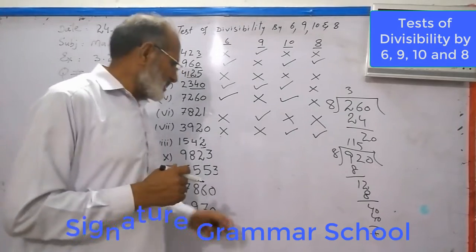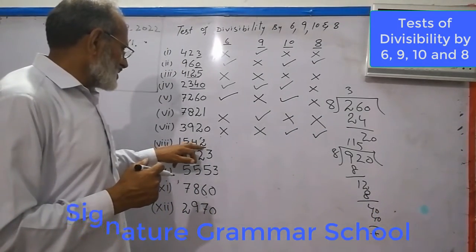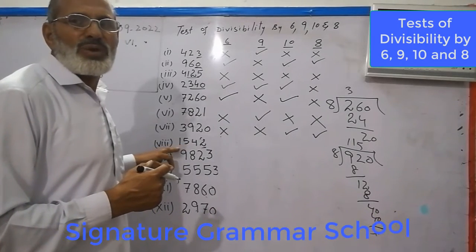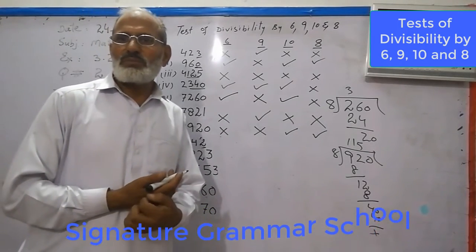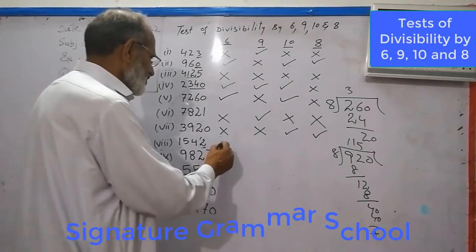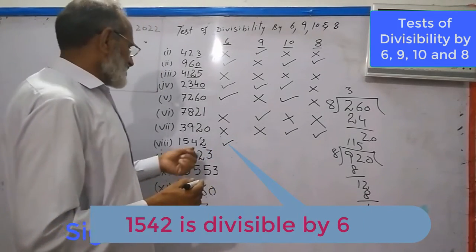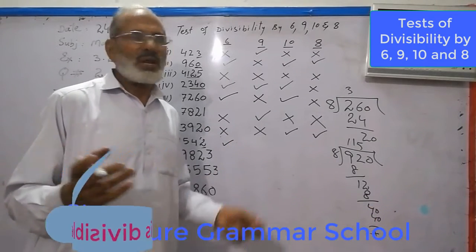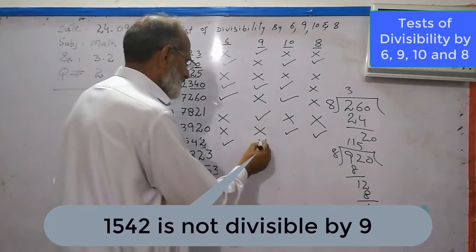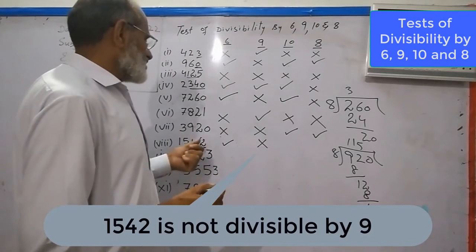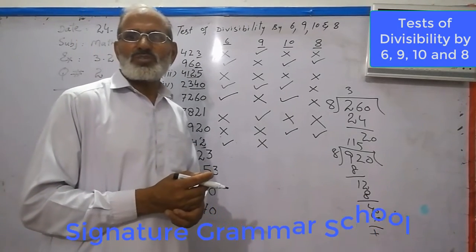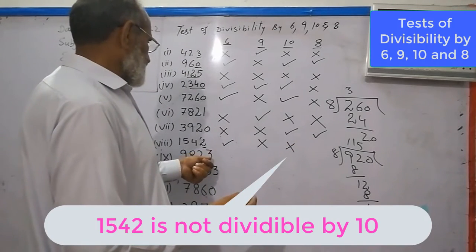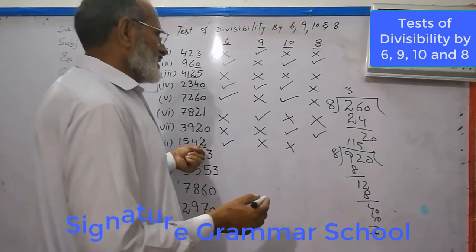Now coming to the second condition, 4 plus 6 and 5 becomes 11 plus 1, 12, and 12 comes in the table of 3. Therefore, this value is divisible by 6, but it is not divisible by 9 because 12 doesn't come in the table of 9. Therefore, we will put here a cross, and it's again not divisible by 10 because there is no 0 at the unit place.